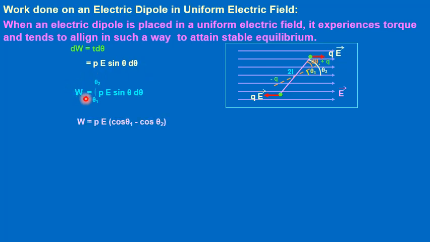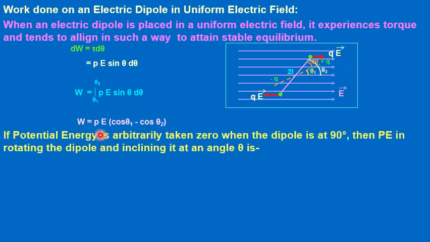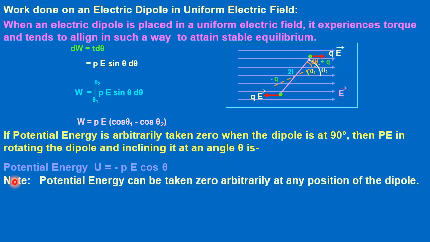Now integrating it from the limit theta 1 to theta 2, we will get PE (cos theta 1 minus cos theta 2), which is equal to W. If potential energy is arbitrarily taken 0 when the dipole is at 90 degrees, then potential energy in rotating the dipole and inclining it at an angle theta is, potential energy U is equal to minus PE cos theta. Note, potential energy can be taken 0 arbitrarily at any position of the dipole.